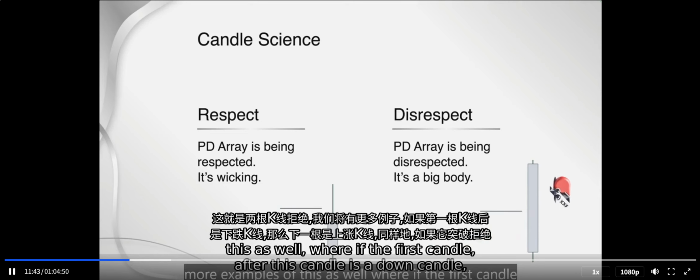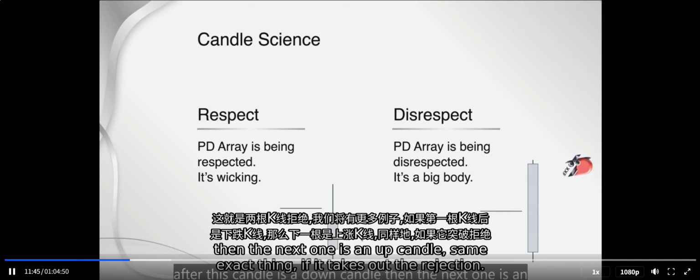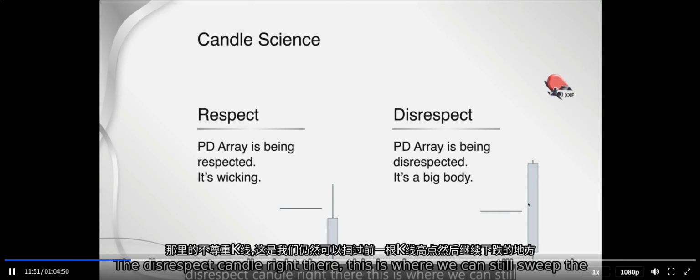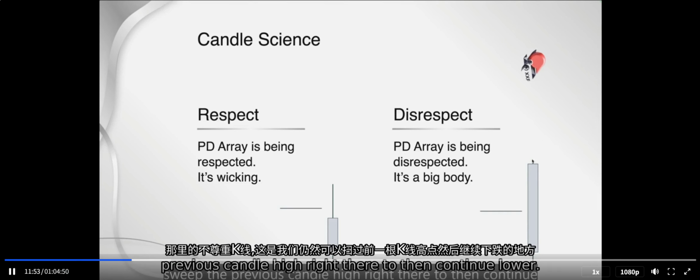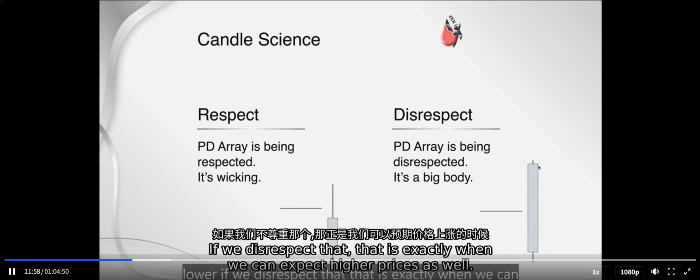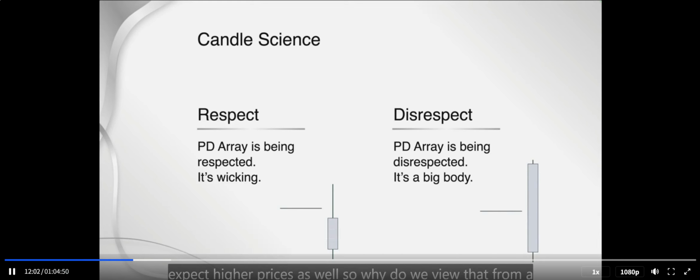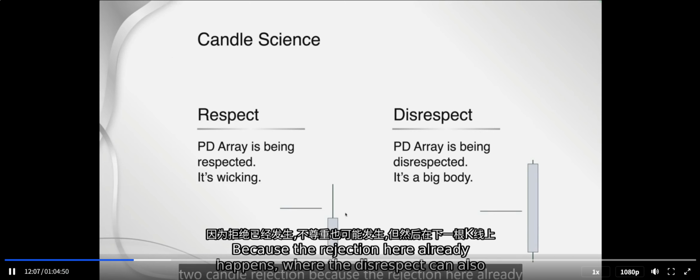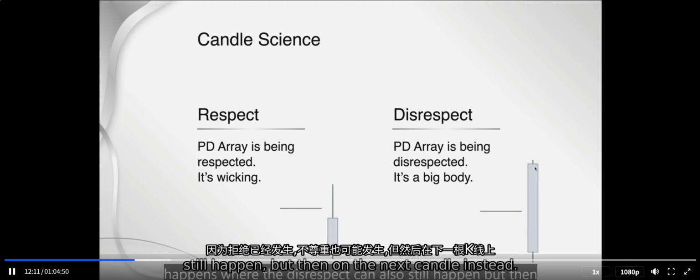where if the first candle after this candle is a down candle, then the next one is an up candle, same exact thing if it takes out the rejection. The disrespect candle right there, this is where we can still sweep the previous candle high right there to then continue lower. If we disrespect that, that is exactly when we can expect higher prices as well. So why do we view that from a two candle rejection? Because the rejection here already happens, where the disrespect can also still happen, but then on the next candle instead.